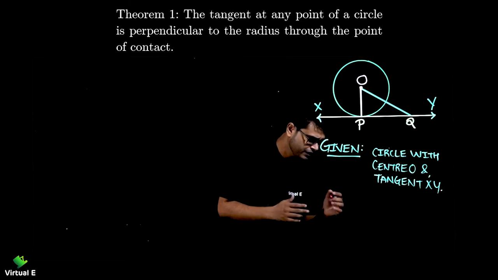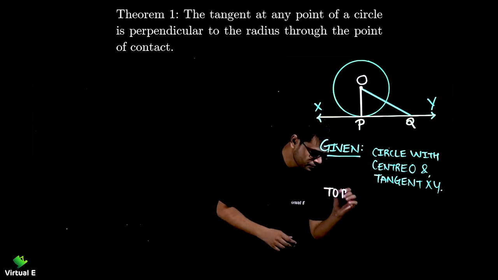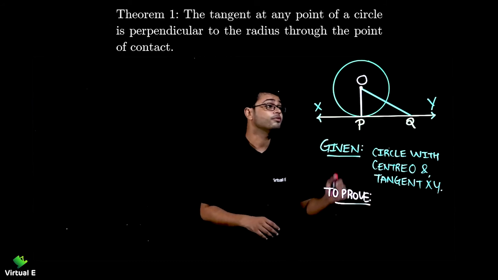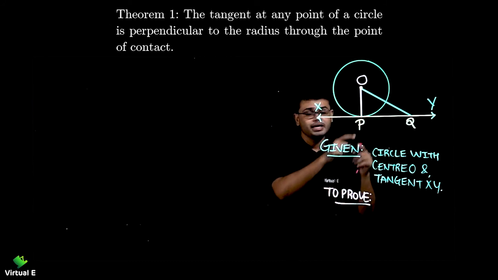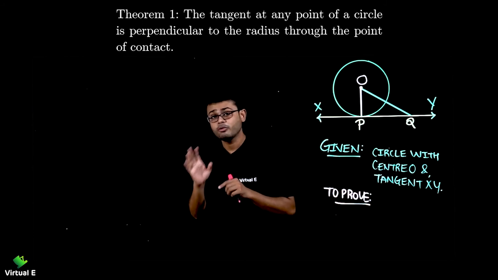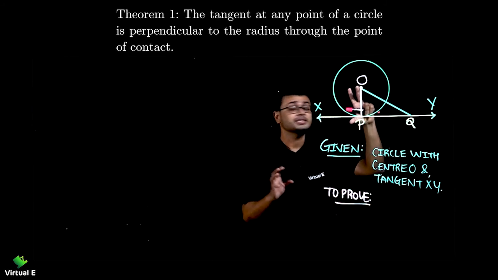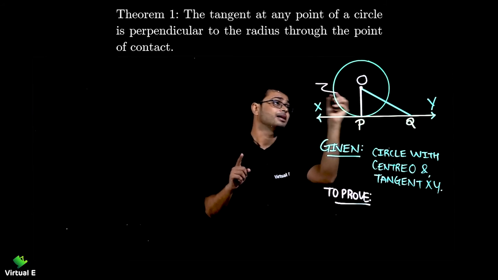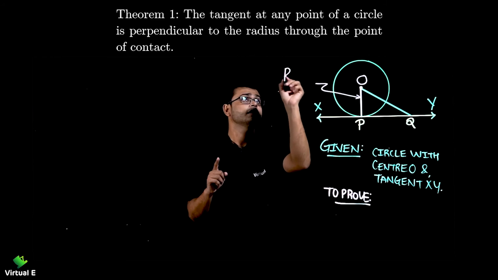Let's write what we need to prove. So to prove, we need to prove that OP and PQ are perpendicular. Why OP? Because OP is the radius. Remember, this is the radius of the circle. Let's label the radius.